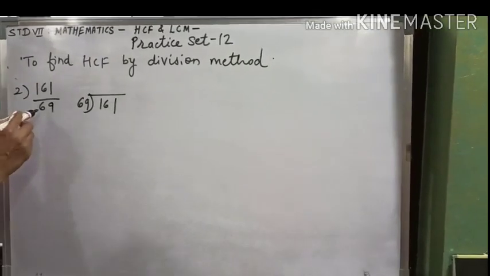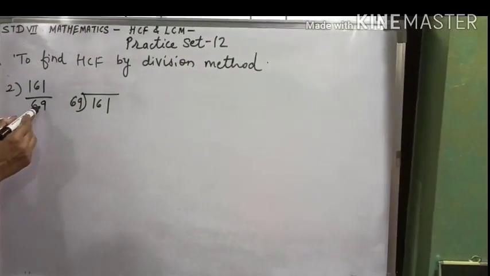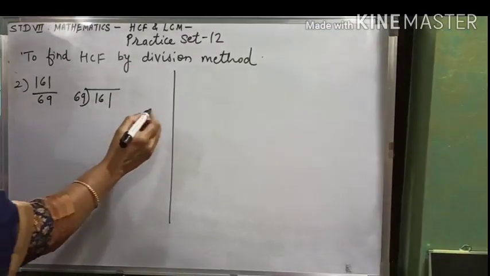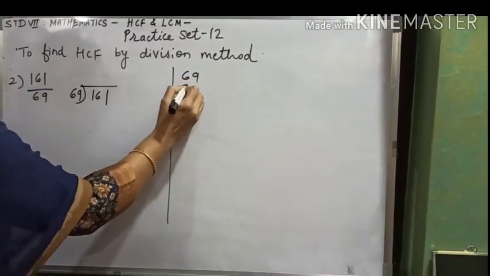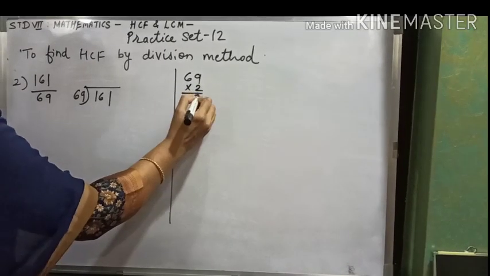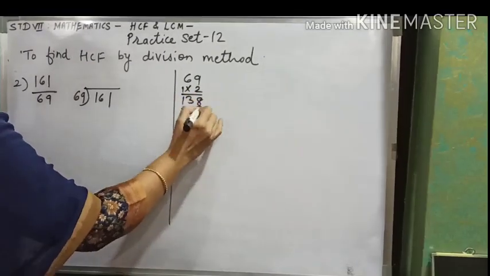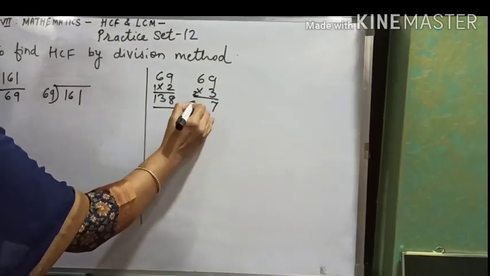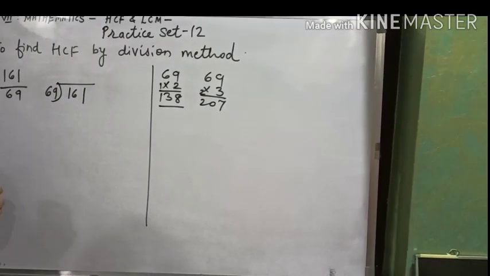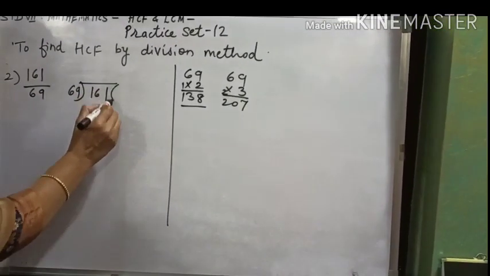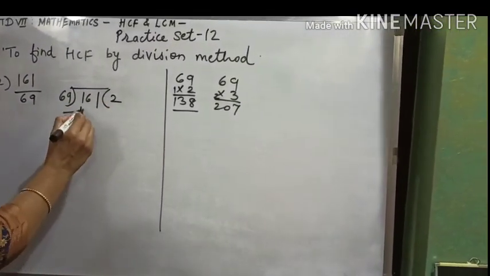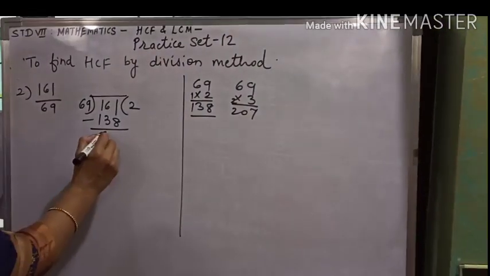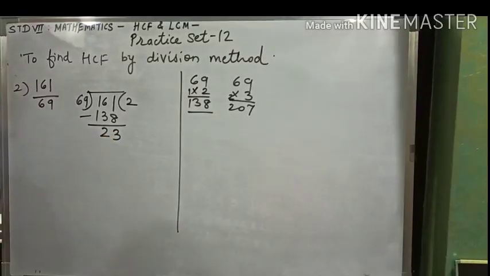Now we will solve the next example, 161 and 69 by division method. Now you can write 69 in rough work. 69 2s are 138. 69 3s are 207. So which number will go? 69 2s are 138. After subtraction, here the remainder is 23.